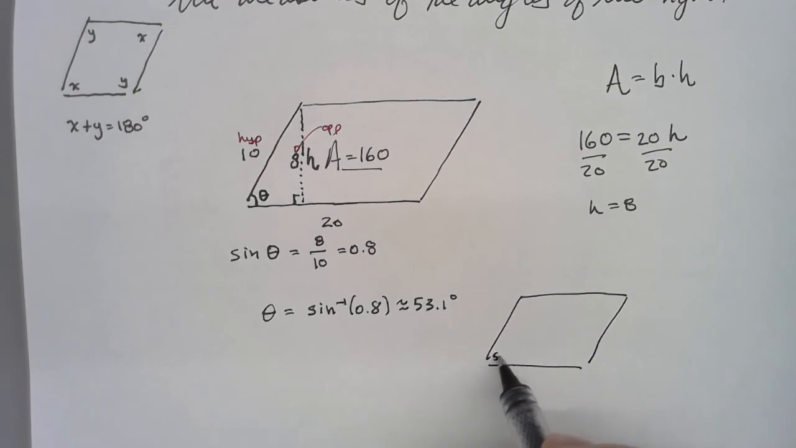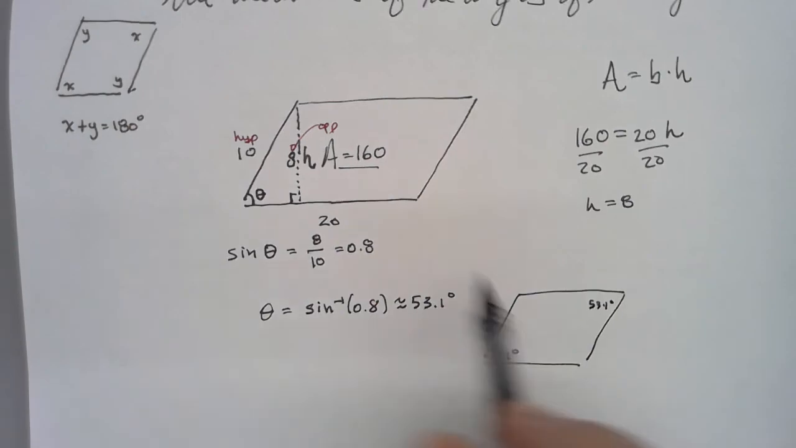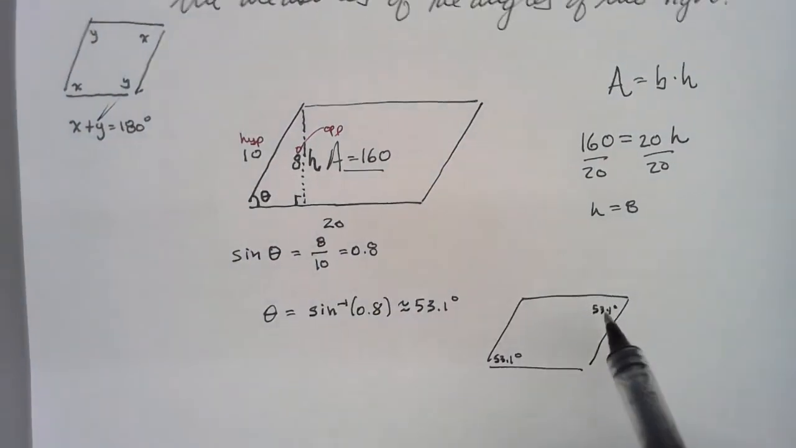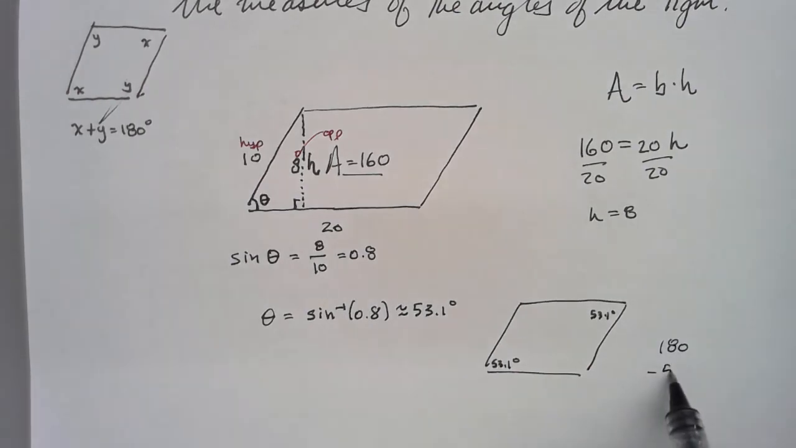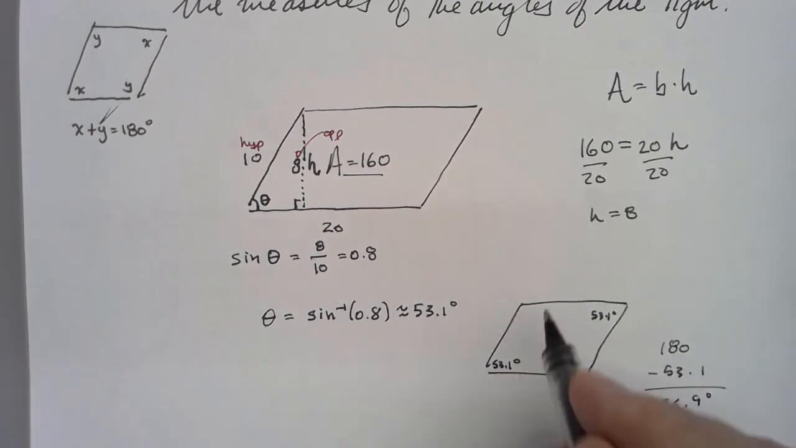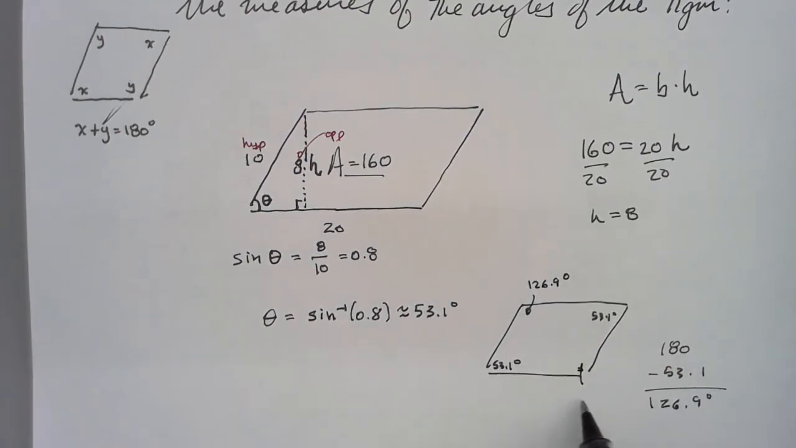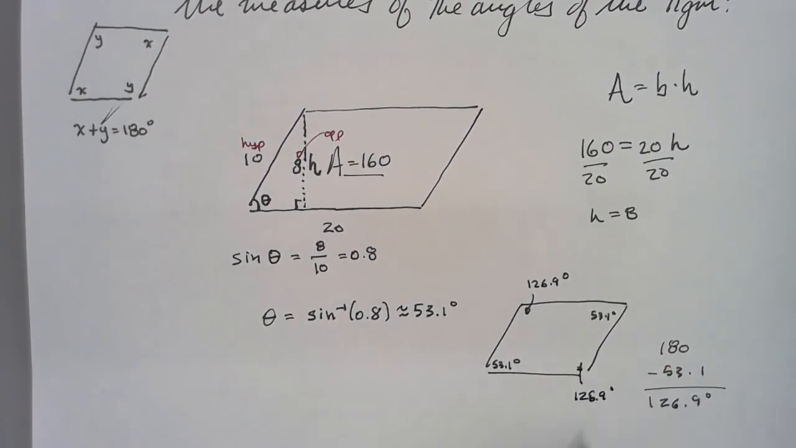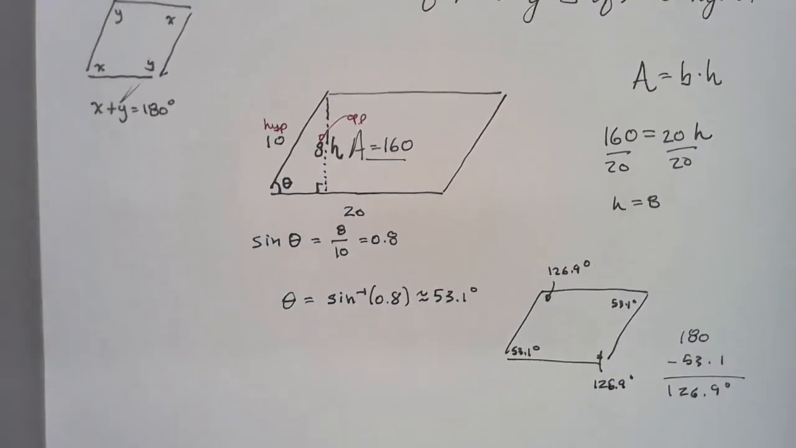This is 53.1 degrees. This is also 53.1 degrees because opposite angles are the same. And then these angles have to add up to 180. So if I do 180 and subtract 53.1, that's going to be 126.9. So this is 126.9 degrees, as is this angle. And that's what this question was asking us to do, determine the measures of the four angles of the parallelogram.